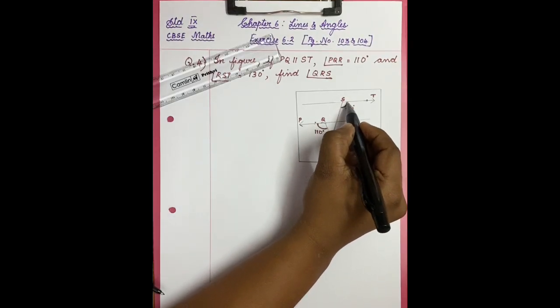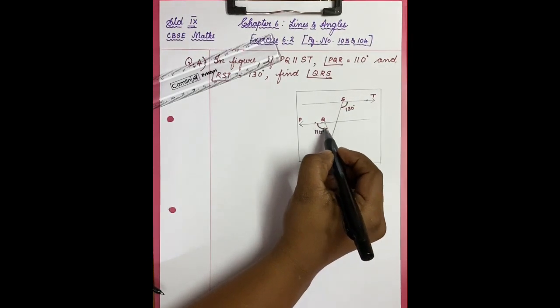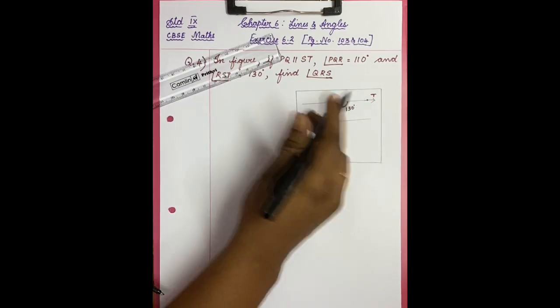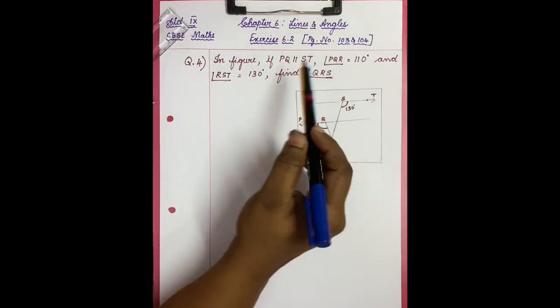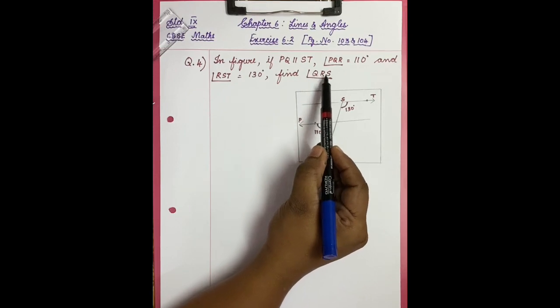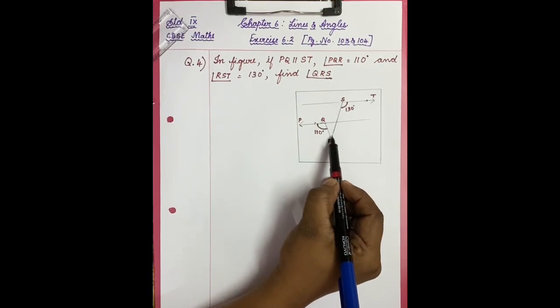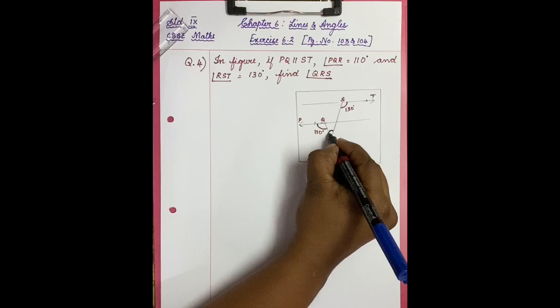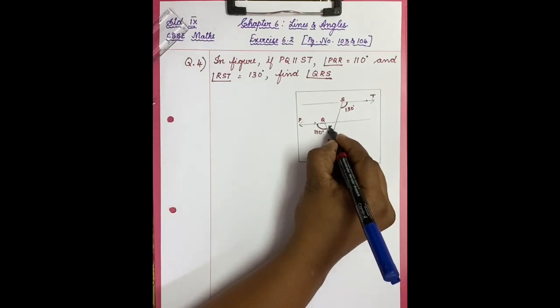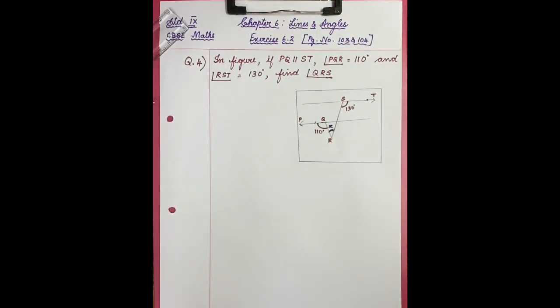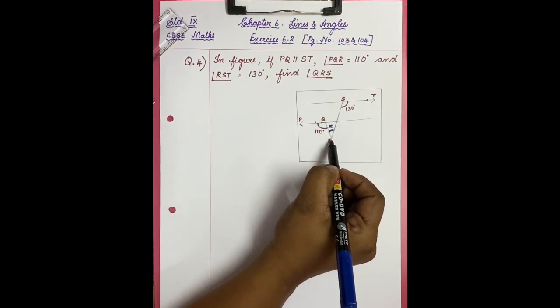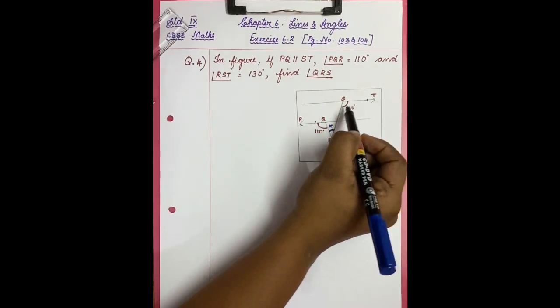So this is the angle between the transversal and this is another angle. Okay, so some connections can be there. But what they are asking us to find is angle QRS. Where is QRS? This is the missing angle. So if this is the missing angle, let me mark it as X. How am I going to find it when this angle is nowhere related to the two parallel lines?